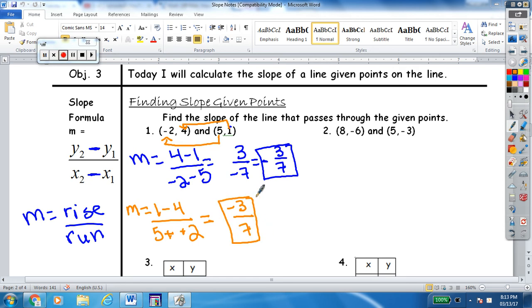So the order does not matter, but it does matter that you are consistent. If you start on the point on the left for the y coordinate, you must do so as well for the x coordinate and vice versa.